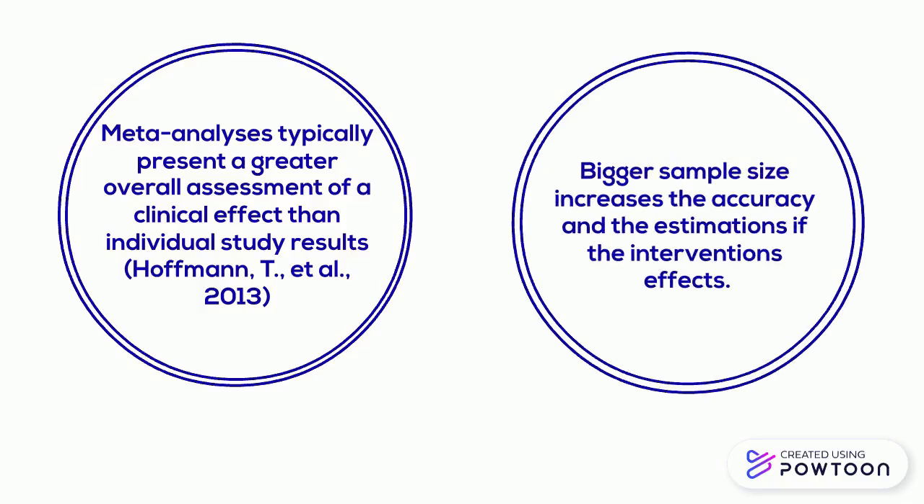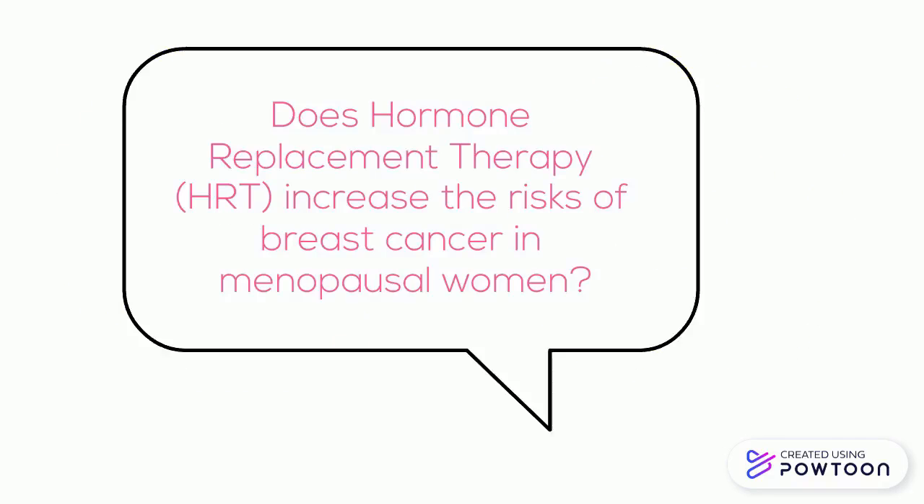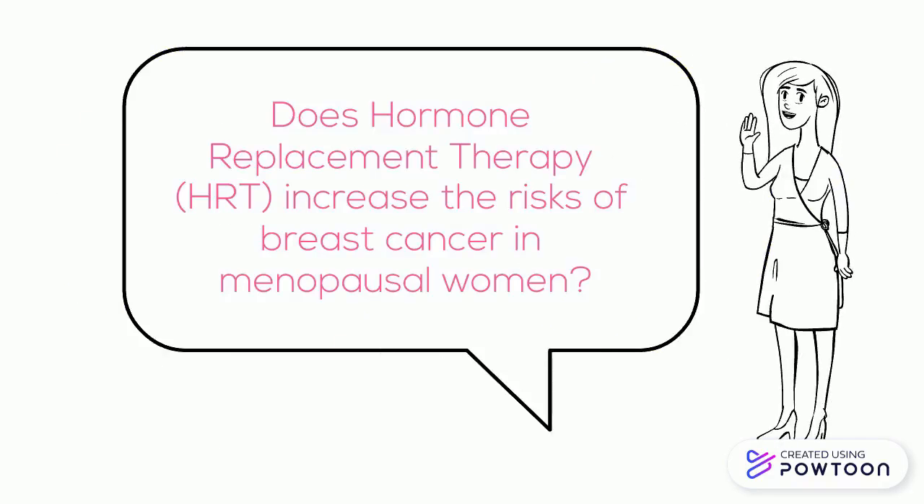Meta-analyses typically present greater overall assessment of a clinical effect than individual studies. Bigger sample size increases the accuracy of the estimations of the intervention's effects. For example, we could be interested in learning whether hormone replacement therapy increases risk of breast cancer in menopausal women. To achieve this, we would need to compile the findings from each clinical trial that has used this medication and combine those findings to generate a comprehensive picture.